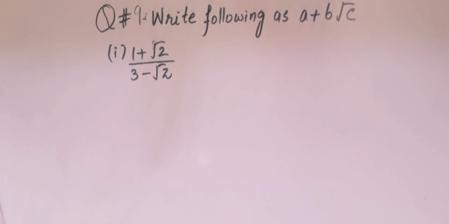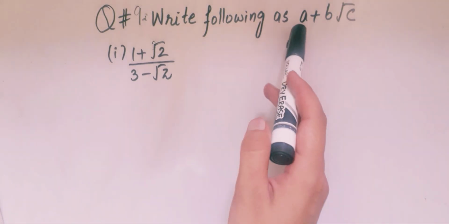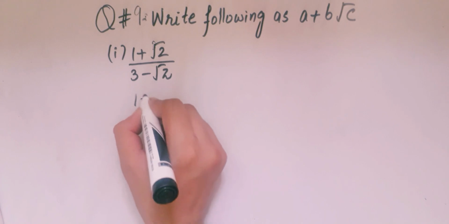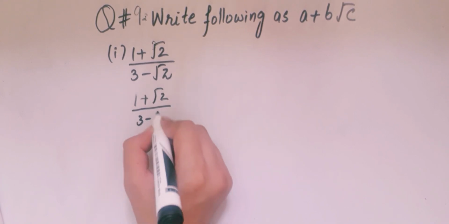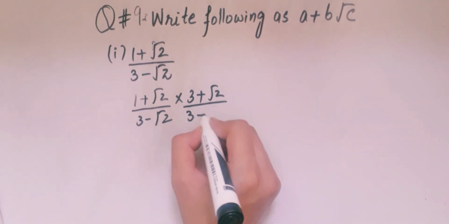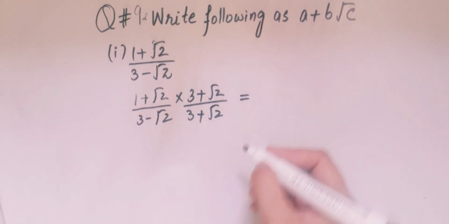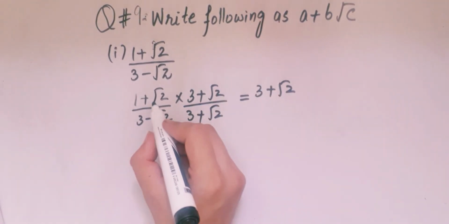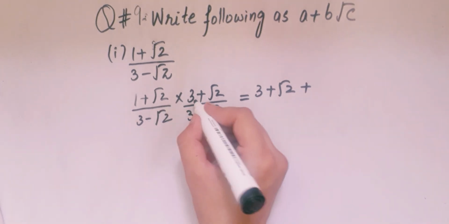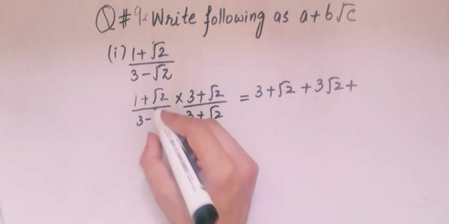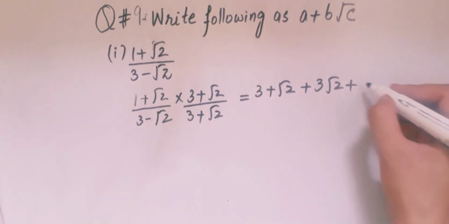Now we have question number 9, 1 plus square root of 2 by 3 minus square root of 2. We have to write this in form of A plus B square root of C. We will rationalize this. 1 plus square root of 2 by 3 minus square root of 2 multiplied by 3 plus square root of 2 by 3 plus square root of 2, which is equal to, when we multiply 1 by this, we have 3 plus square root of 2, and when we multiply square root of 2 by this, square root of 2 into 3 is 3 square root of 2 plus square root of 2 into square root of 2 is square root of 2 square, which is equal to 2.